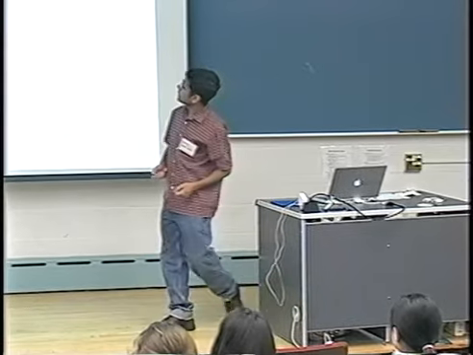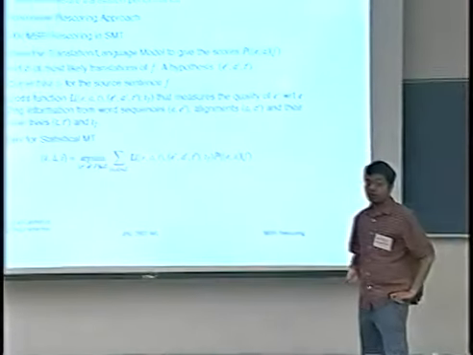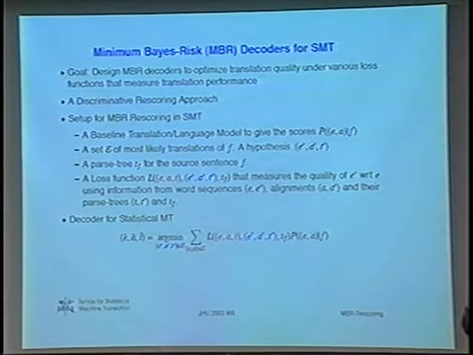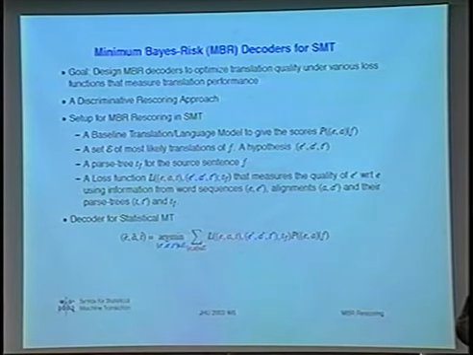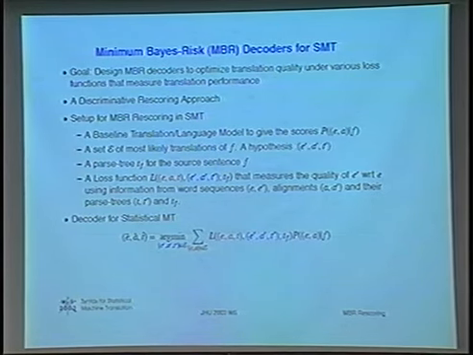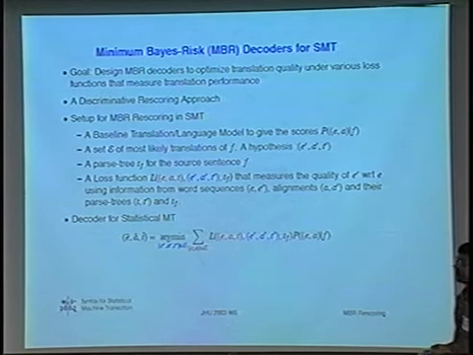So moving on to MT, our goal here is to design decoders which optimize translation quality under various performance metrics, which in fact measure some aspect of the MT translation performance. As I said earlier, it's a discriminative search criterion, as opposed to a training criterion based on feature functions. So the setup is as follows.